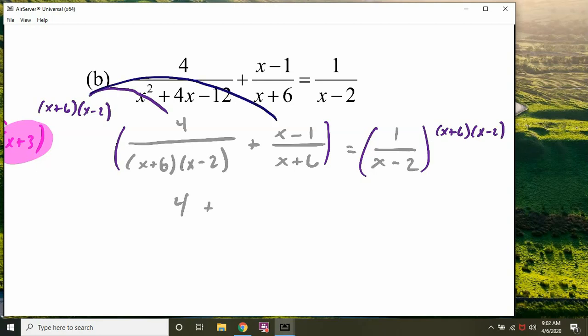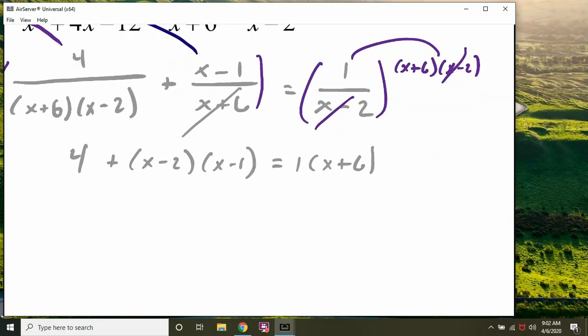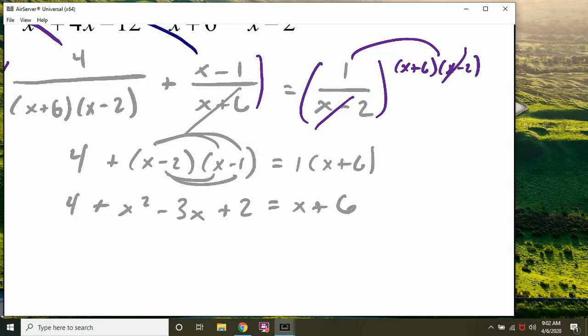When I distribute to the next term, x plus 6's are going to cancel. We're going to be left with the x minus 2 and the x minus 1 that was in the numerator. On the other side of the equation, when we distribute, the x minus 2's are going to cancel, and we're left with the 1 times the x plus 6. Okay, so again, we'll carefully FOIL, distribute, and solve. So here we get 4 plus x squared minus x minus 2x minus 3x plus 2 equals x plus 6. I'm going to rearrange terms, clean this up a little bit.